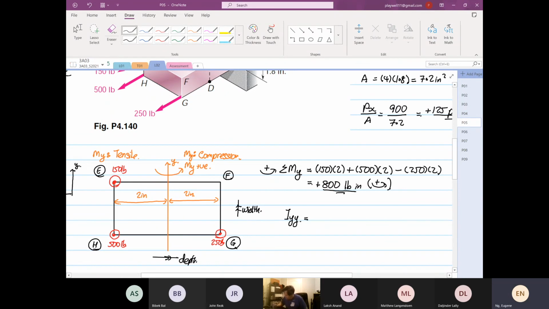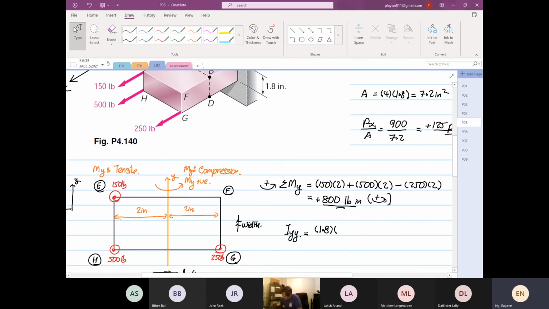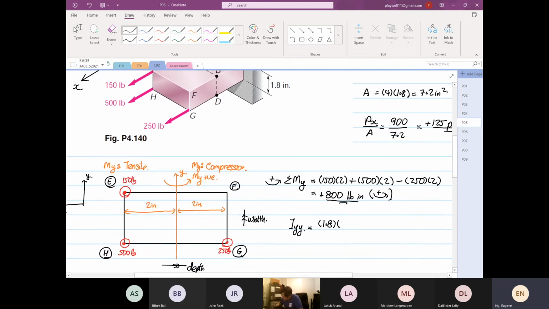So for Iyy, the width is equal to 1.8, and the depth is equal to 4.0. Depth cubed divided by 12. So this will be equal to 1.8 times 4 to the power of 3 divided by 12. So it's equal to 9.6 inches to the 4. Let me do it again. 4 to the power of 3 times 1.8, yep, 9.6. Okay, so that's done.